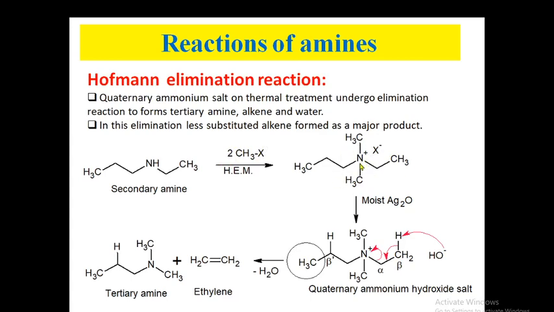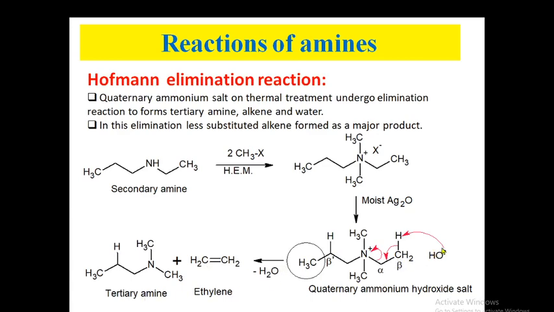Now, why is it called quaternary? Because nitrogen is attached to 4 alkyl groups here, and therefore it is known as a quaternary ammonium salt. This quaternary ammonium salt on reaction with moist silver oxide forms quaternary ammonium hydroxide, which on thermal treatment, so we have to just warm it, will undergo an elimination reaction to form alkene and tertiary amine.